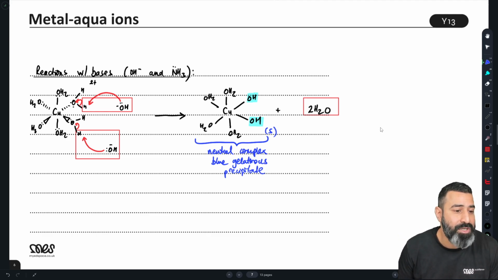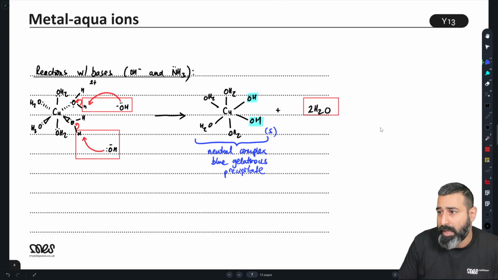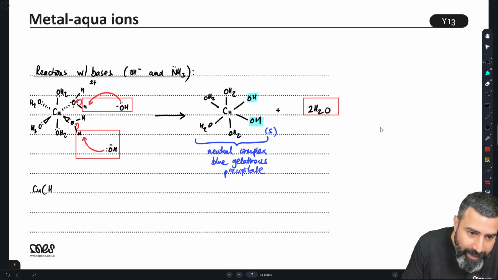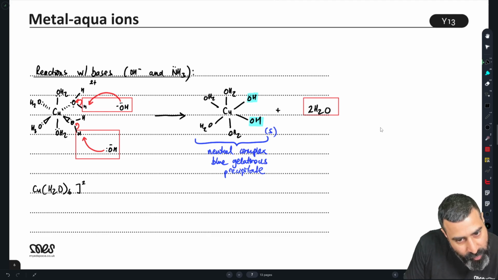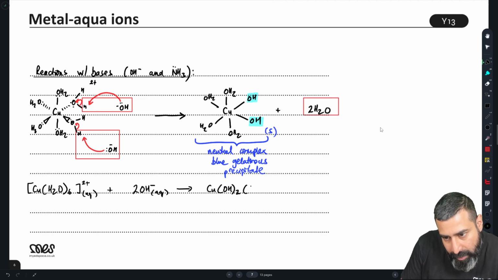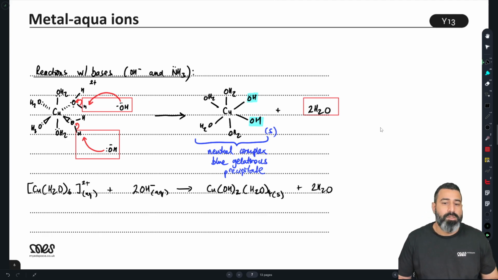And we get a similar reaction occurring with NH3. So we can also show it from the lens of NH3, our weak base. Okay, before we do that, I'm just going to quickly write down the reaction for this. So here's my hexaaqua copper 2+ ion. It's aqueous in solution. I'm going to add 2 equivalents of my hydroxide ion, and then I am going to make Cu(OH)2, and I'm left with 4 lots of H2O attached, and this is a solid, and I generate 2 lots of H2O.